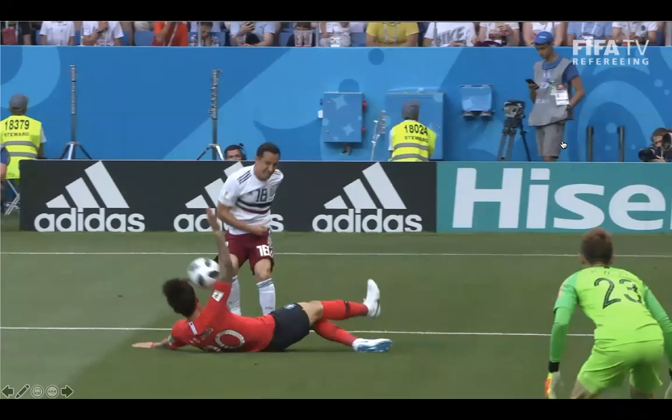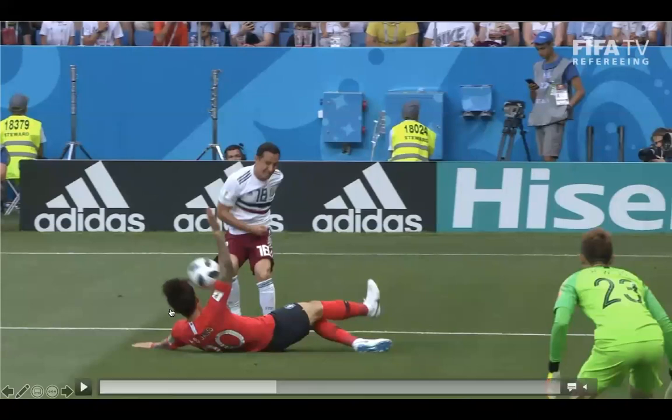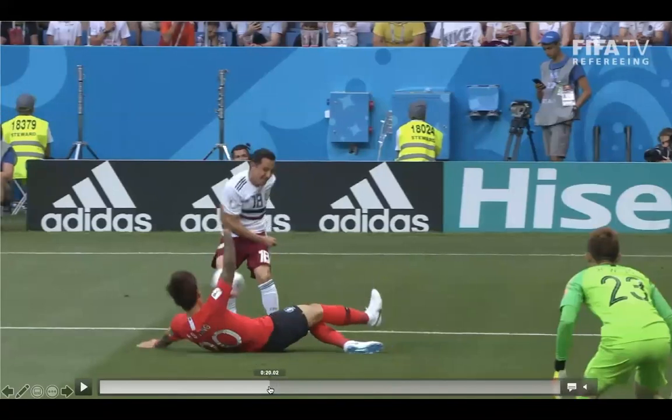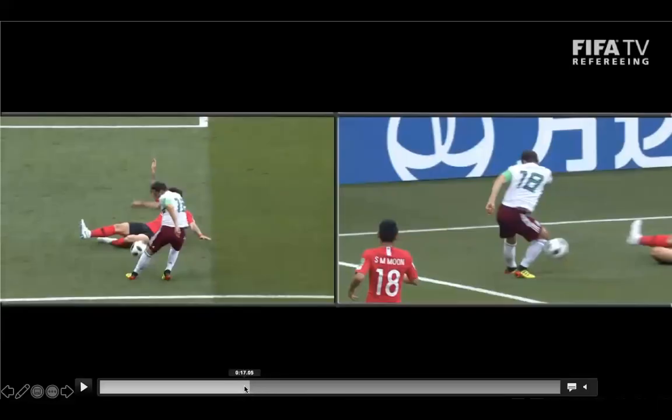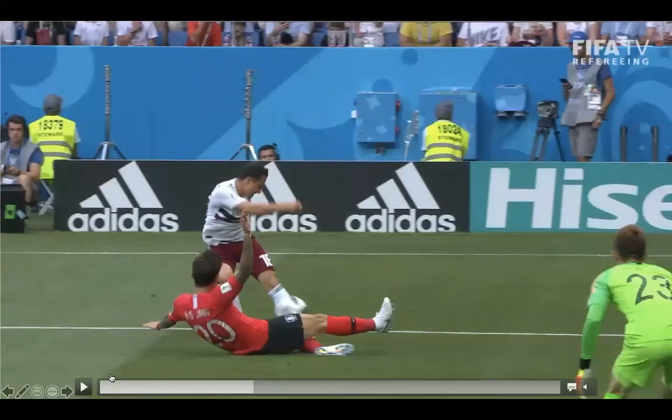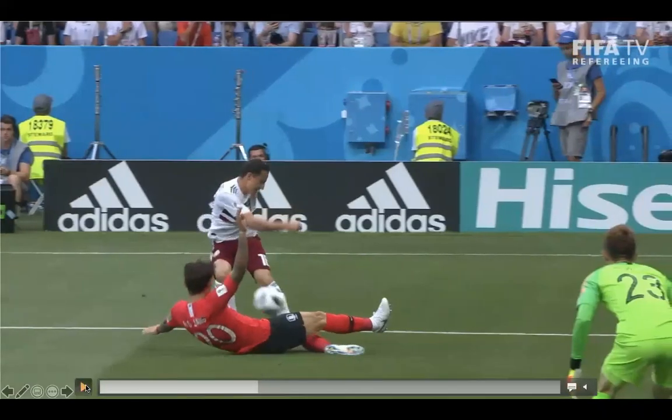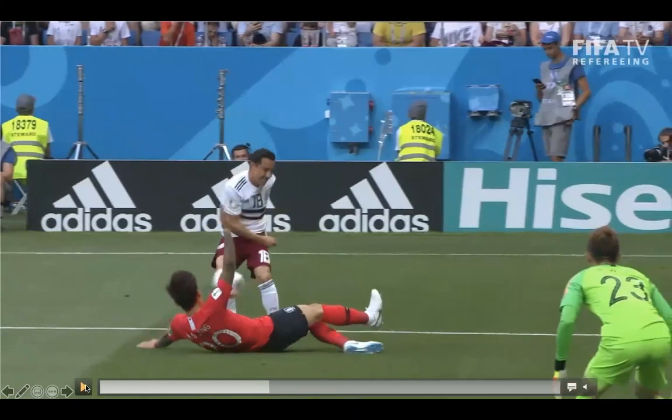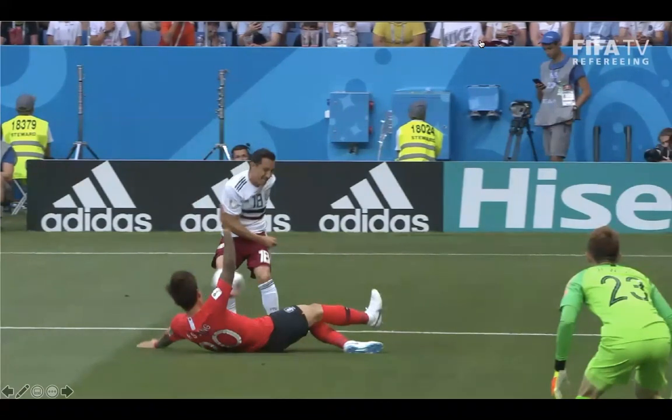Good questions for those of you if it had hit the left hand. This is a perfect example of a player bracing themselves to go to ground. We would not have called a handball if it had hit the left hand. So as you can see here, as the player goes to ground, he puts the left hand down to brace himself. If the attacking player had cut the ball back into the left hand, we would not have called a handball because that is the kind of support that we're talking about when a player goes to ground.